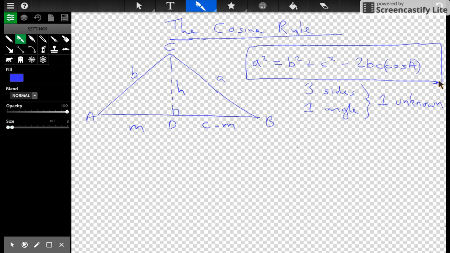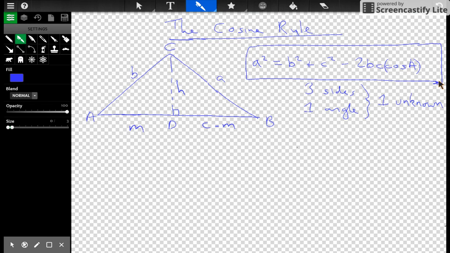of a. So lots going on there, but if you look at the triangle on the left here, it's very similar to what we use for the sine rule. The only difference is the length A to D, I'm going to label as M, and the length of A to B again is C. So therefore the length of D to B is C minus M.